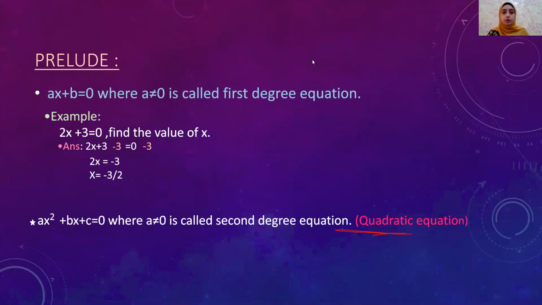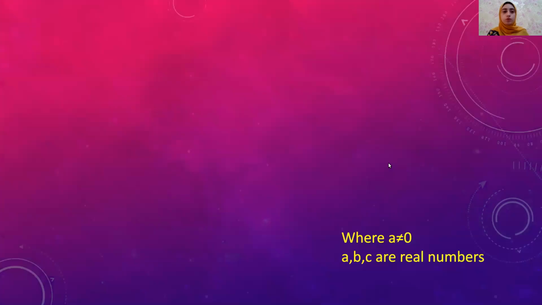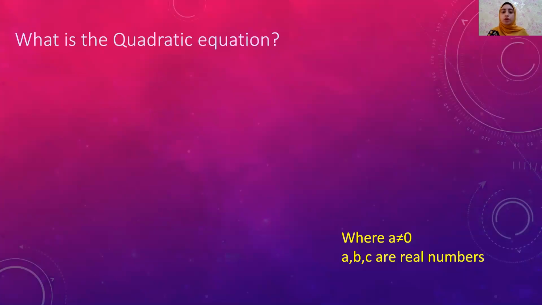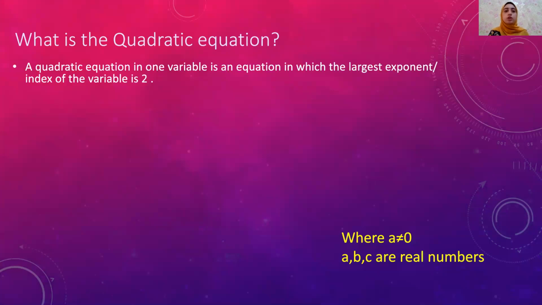Okay, now in this video I will help you to solve the quadratic equation in 3 methods. First of all, I want you to know what a quadratic equation is. Well, a quadratic equation in one variable is an equation in which the largest exponent or index of the variable is 2. Okay, for example, 6x squared, by the way, x power 2 you call x squared, so 6x squared minus x minus 2 equals 0, or y squared minus 5y plus 5 equals 0. This is a simple example of a quadratic equation.